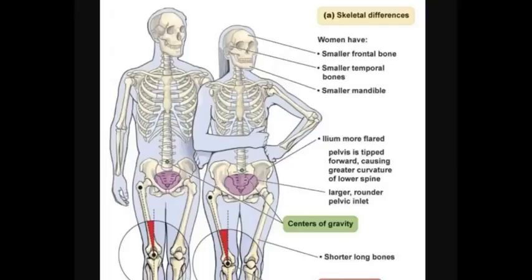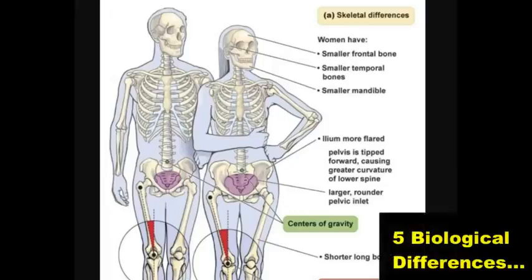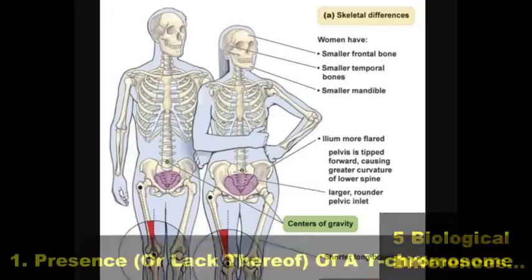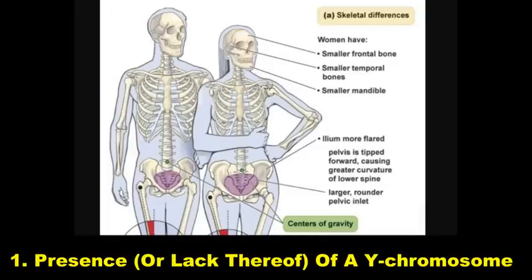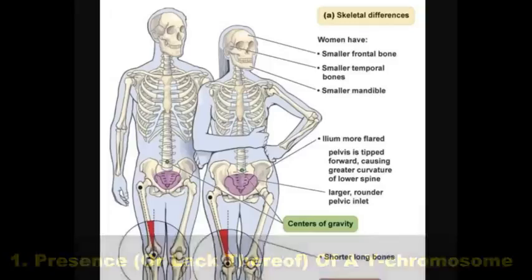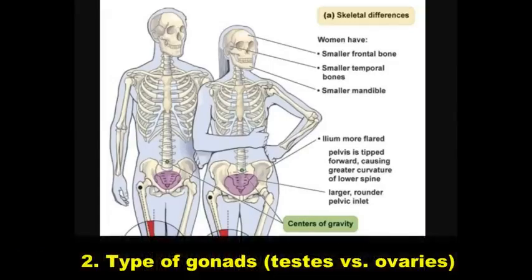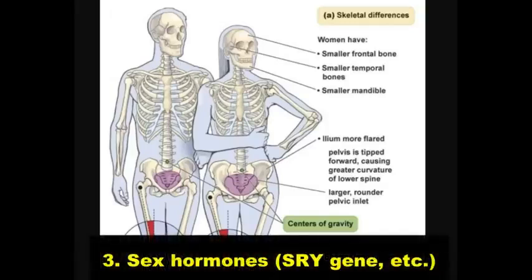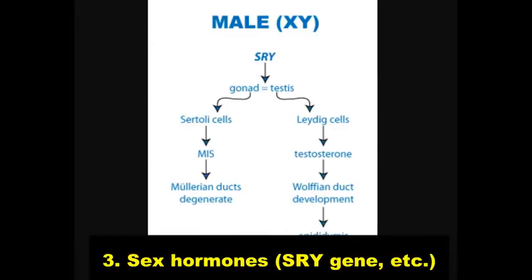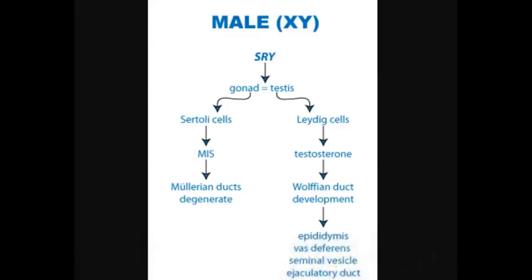Now, biologically speaking, there are 5 different ways to tell the biological sex determined at birth, and they are the presence or absence of a Y chromosome, and when it comes to reproductive system development, the type of gonads or the genitals that are present, so testes for men versus ovaries for females. We also have the sex hormones in the presence of an SRY gene in male versus the lack of presence of one in females.